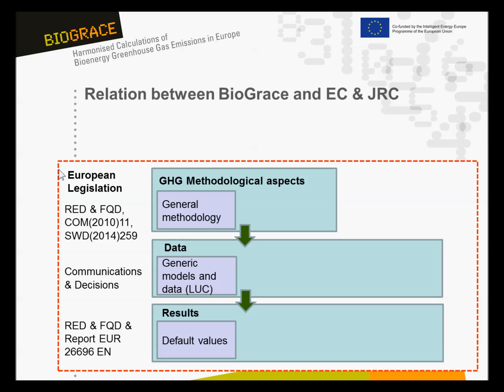Some further Commission documents contain data that are to be used in the calculations. For instance, the decision on guidelines for the calculation of land carbon stocks. The Commission and JRC have also published results in the form of default values and disaggregated default values.